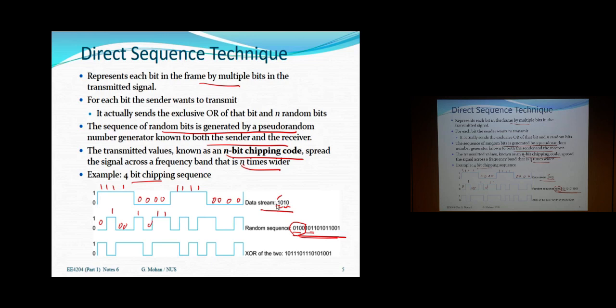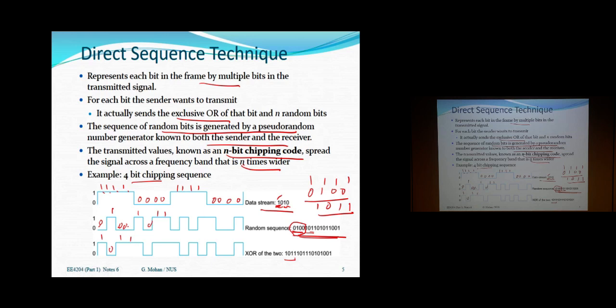To transmit 1, this will be exclusive OR with the first 4 bits. Exclusive OR operation. The first 4 bits are 0, 1, 0, 0. This 1 is 1, 1, 1, 1. So you take exclusive OR of 1, 1, 1, 1 with 0, 1, 0, 0, which gives 1, 0, 1, 1. So the sequence which is sent is 1, 0, 1, 1. Is that fine?